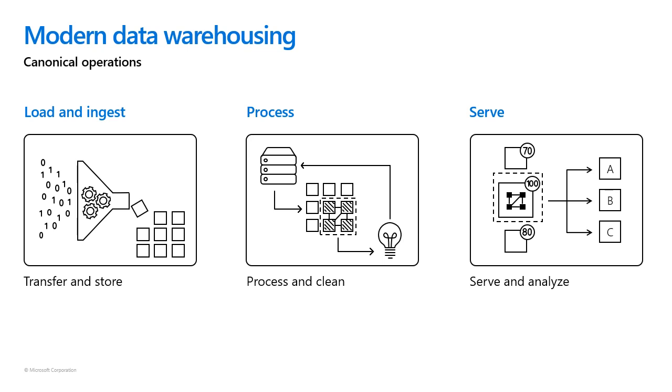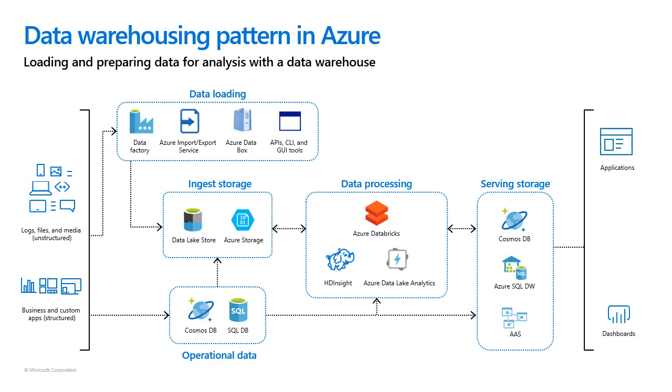All right, so for the load and ingest side, the canonical operations work from left to right. You first transfer and store the data, so that's called loading and ingesting. And then we process and clean the data, that's called process. And then we serve and analyze the data across multiple publish points. So it may be Power BI, it may be Excel, or it may be any other third-party reporting tool. So the different components that you can use in a data warehouse solution on Azure look like this. So again, I just want to give you an overview.